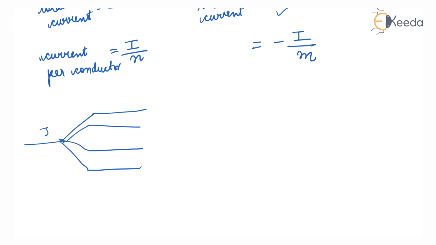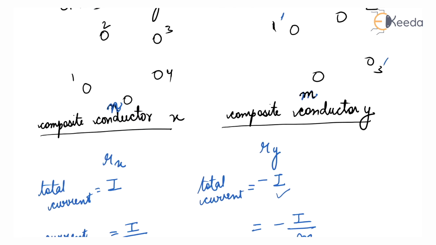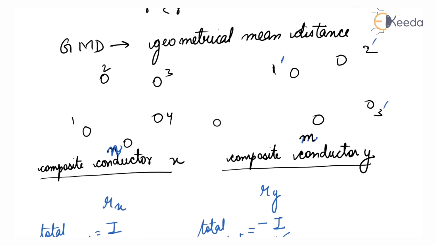Suppose this is current I, so all the conductors are in parallel. So I by n, I by n, I by n, I by n. Suppose this is conductor 1, this is 2, this is 3 and up to n. So current per conductor is equal to I by n. Now we have to find out the flux linkage of conductor 1.